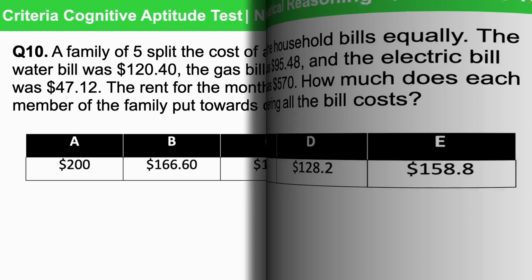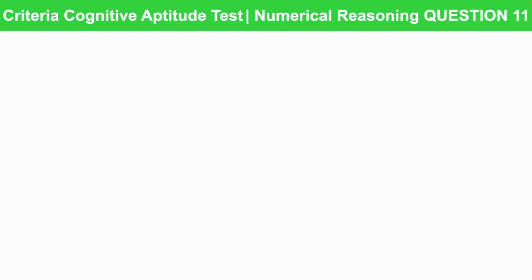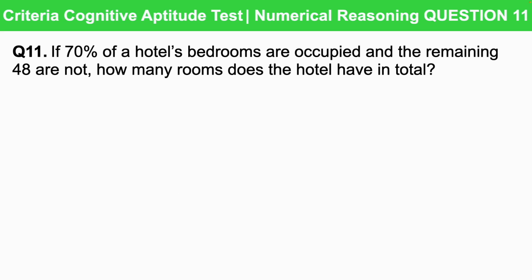Let's take a look at another CCAT numerical reasoning question. This time it is this. Question 11. If 70% of a hotel's bedrooms are occupied and the remaining 48 are not, how many rooms does the hotel have in total?